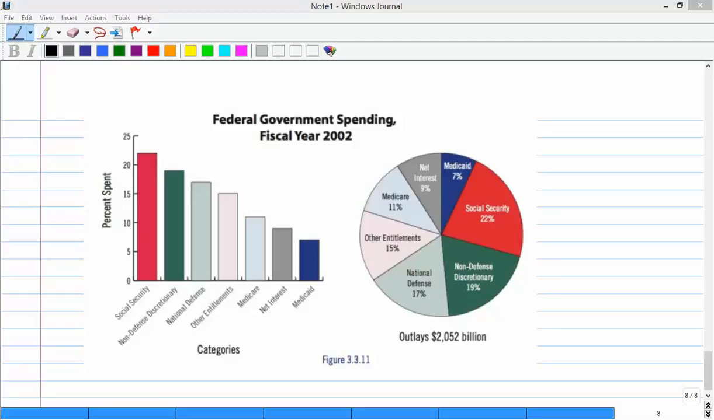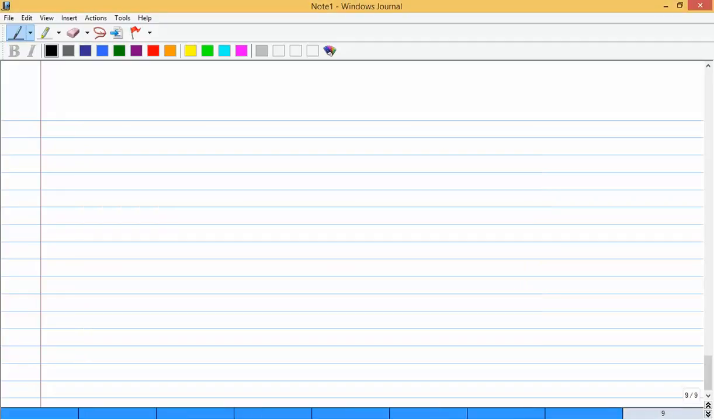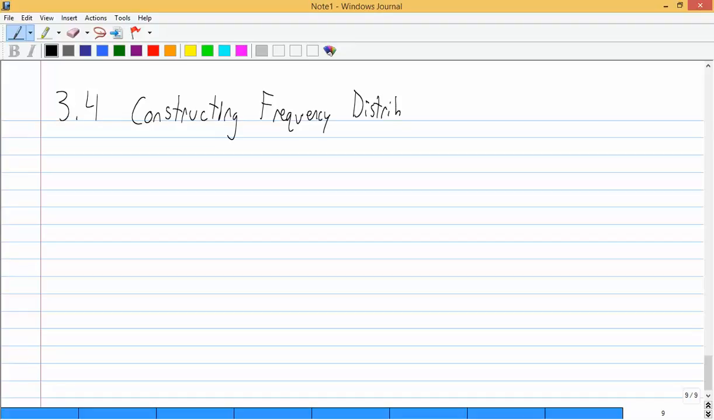Alright, and so that finishes 3.3. 3.4 is on how to actually construct a frequency distribution for quantitative data.